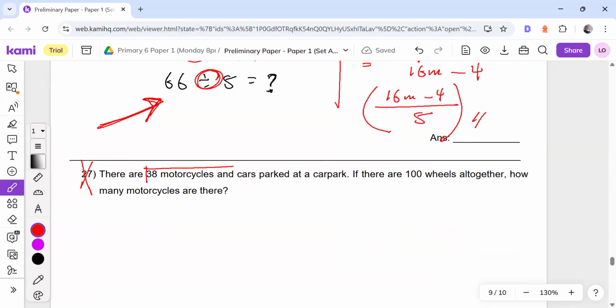There are 38 motorcycles and cars. That's a total. 38 motorcycles and cars. You have a total there. There are 100 wheels altogether. That's another total. When you have two totals, assumption method. Yeah, so we don't really do assumption method often. All right, and this is a P3, P4 question.